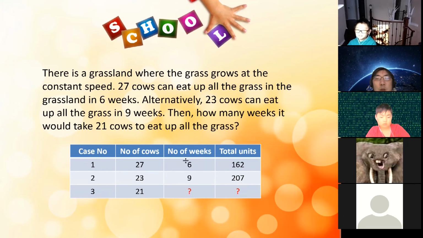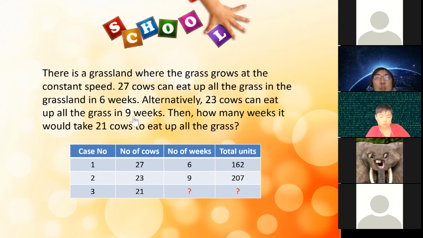So we know it's 6 weeks, right? And we already found every week there are 15 units of grass grown. Every week 15 new grass grows. Then it's 6 weeks, so of course it's 15 times 6. The total new grass is 15 times 6, which is 90 units, right? So in total it's 162 units of grass.